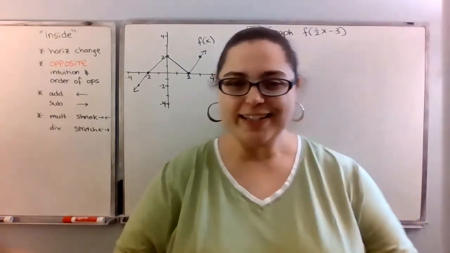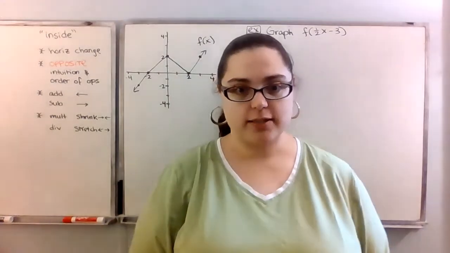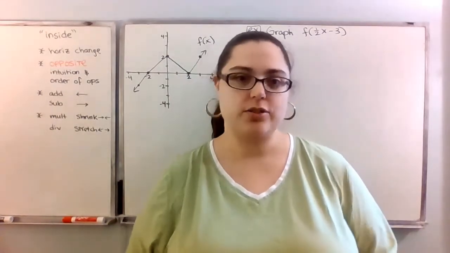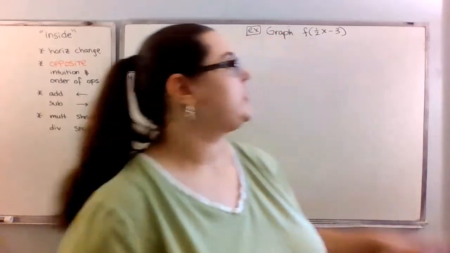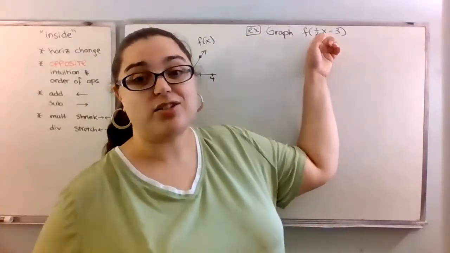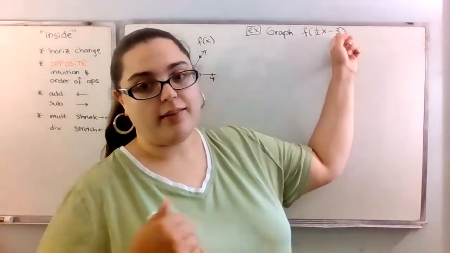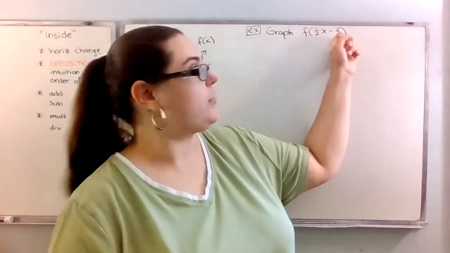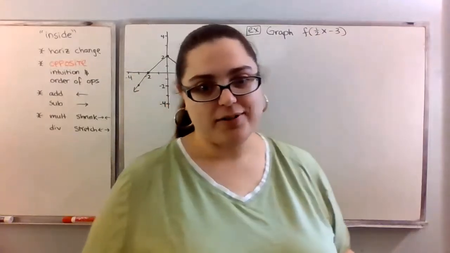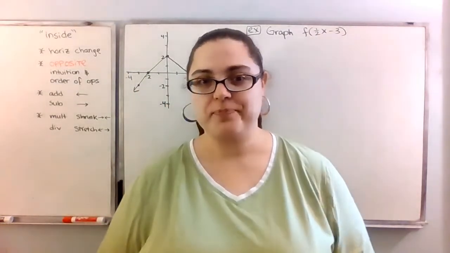So we already know inside transformations are going to have a horizontal impact and they work against intuition. So what that means is this 1/2 is going to be a stretch instead of a shrink. And this minus 3, instead of going left, is going to go right by 3. So we already have that part down because we've done some examples like that.